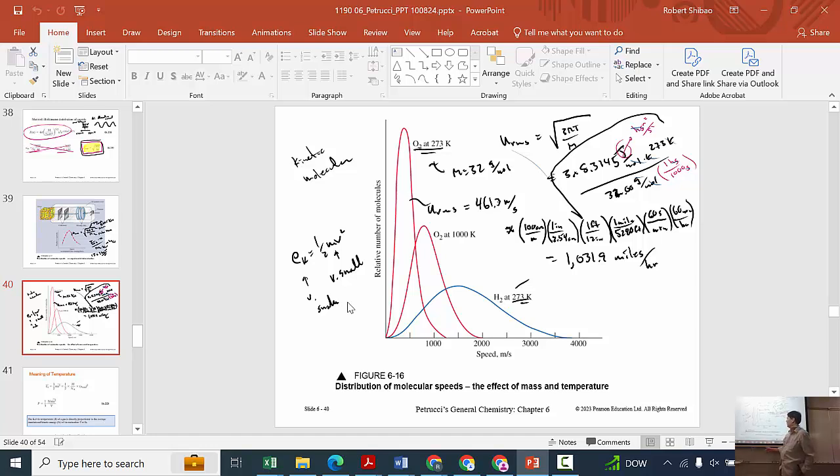We are going to do some calculations with this distribution later, but for right now, we're just looking at the RMS.